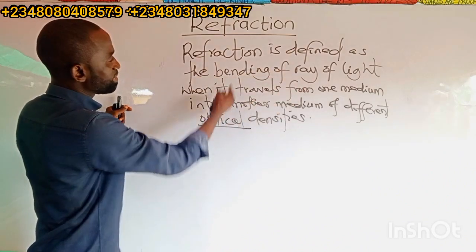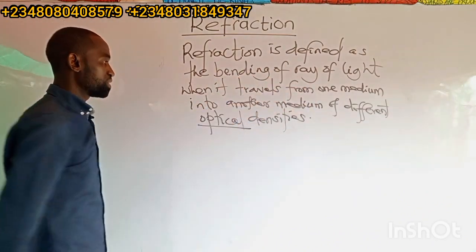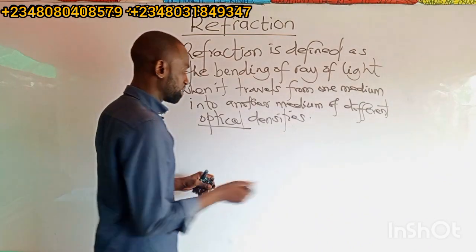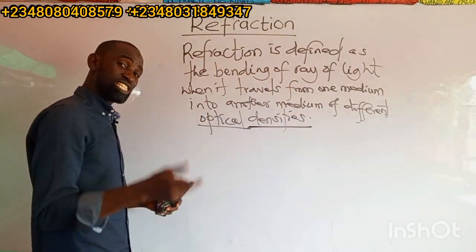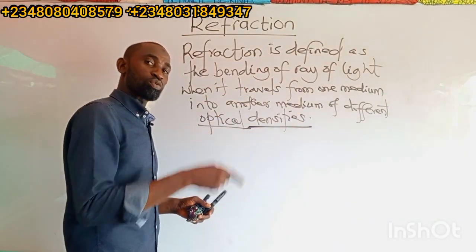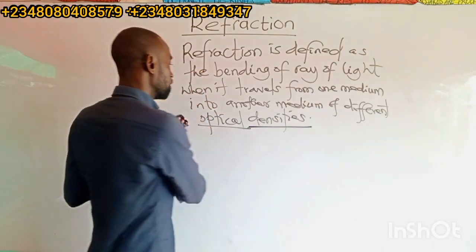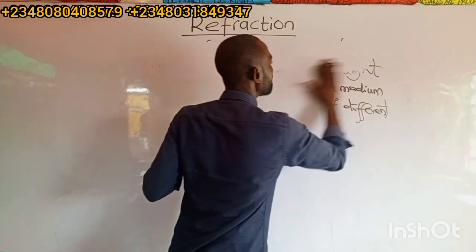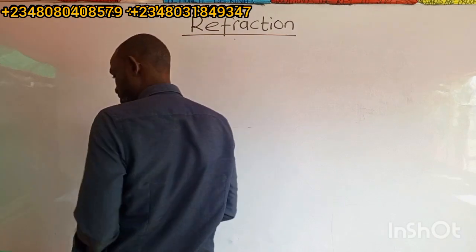Refraction is defined as the bending of ray of light when it travels from one medium into another medium of different optical density. So the change in speed is what causes the bending of light. Now, how does this light bend? That's the next thing we want to discuss.